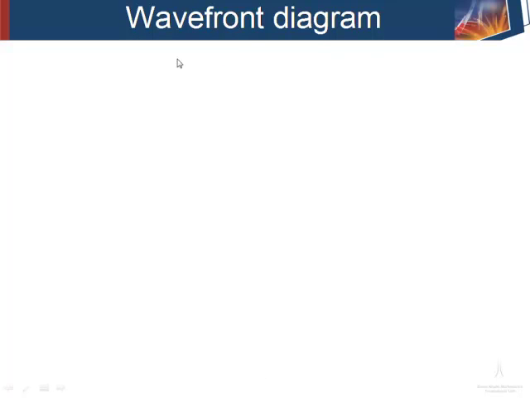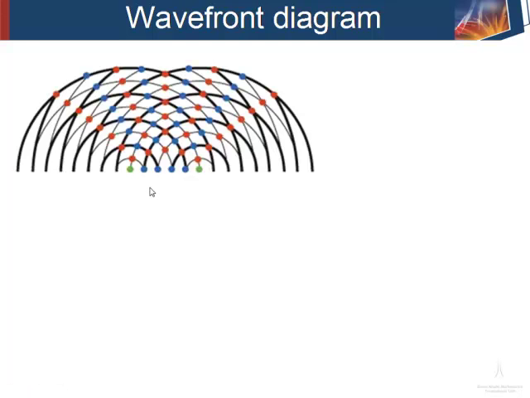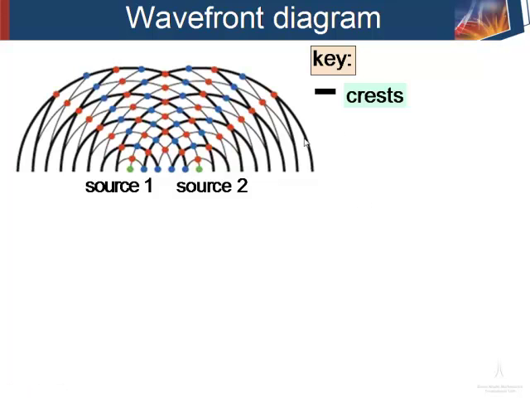If we use a wavefront diagram to explain this interference, it would look like this. We have two sources. Remember, these sources are coherent sources, source 1 and source 2. And we need a key to explain this complex looking diagram. The thick lines represent the crests, and the thin lines represent the troughs.